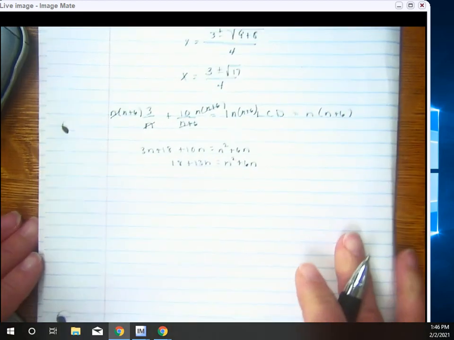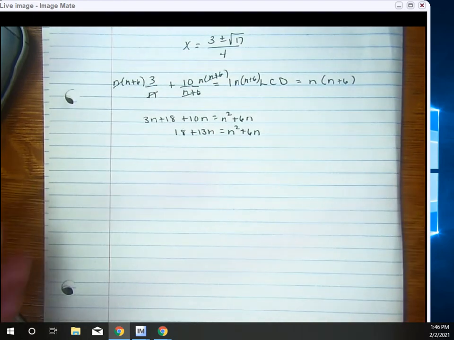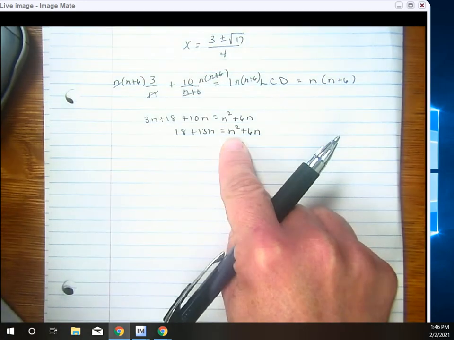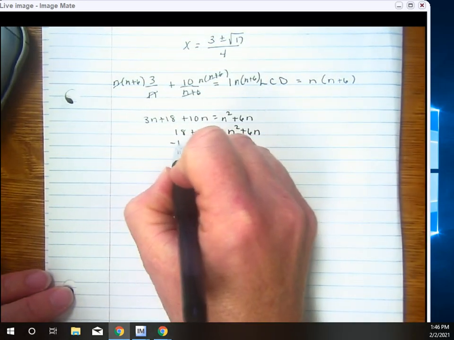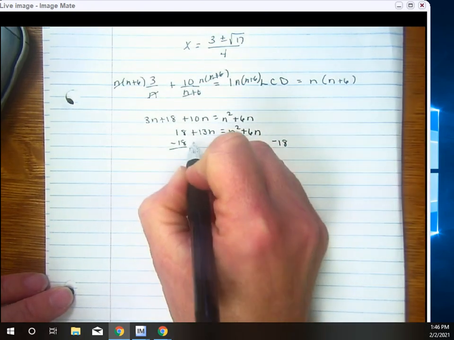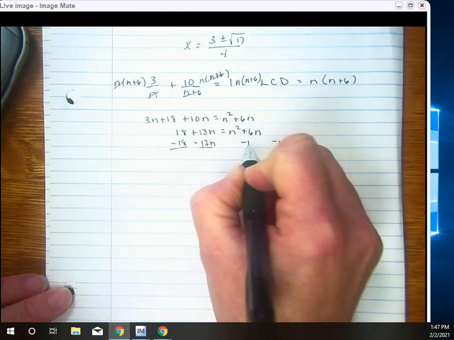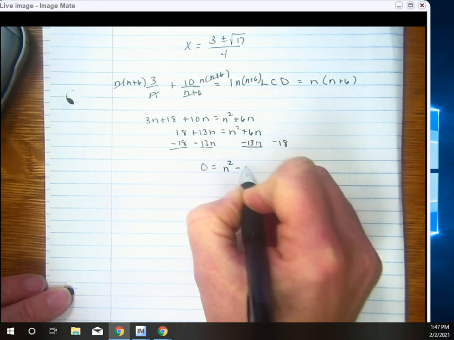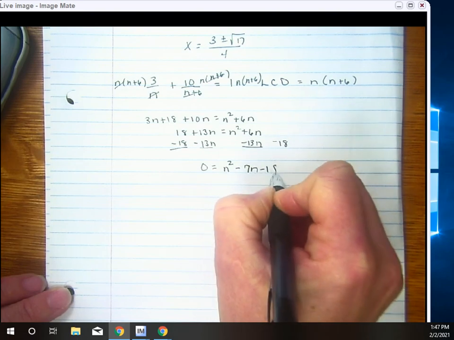Which side do I want to move everything to? This side. I would move to the right because I want my leading coefficient positive. That's just my preference. I'm going to subtract the 18 from nothing because there's no constants over there. And I'm going to subtract the 13n to get 0 equals n squared minus 7n minus 18.